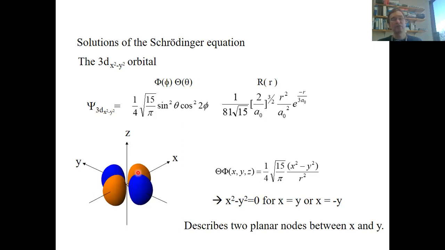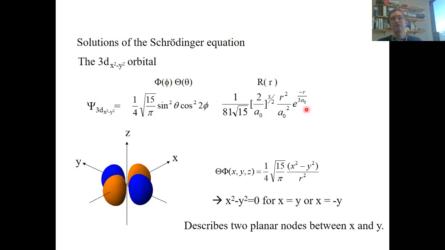Okay, so the first planar node bisects the x and the y-axis. And the other node also bisects the x and the y-axis, but in a different position. So the first planar node is here, and the other planar node is actually here. So one node stands for the condition x is equal to y, and the other nodal plane stands for the condition x is equal to minus y.